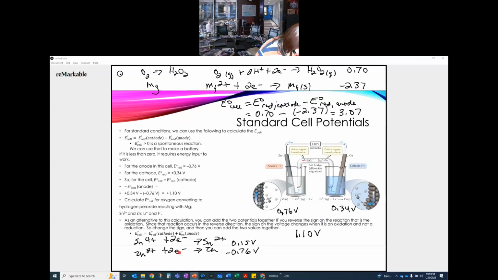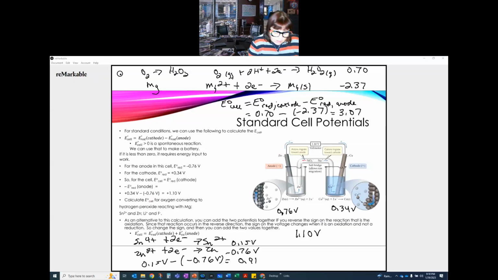Okay. If I want this one going the other direction, that means that we're going to be looking at an E° reduction for the cathode, 0.15 volts, minus the E° reduction for the anode, -0.76. And that gives me 0.15 minus -0.76, which gives me 0.91. Sweet, wasn't that fun? And then I want to talk about Li and F-.